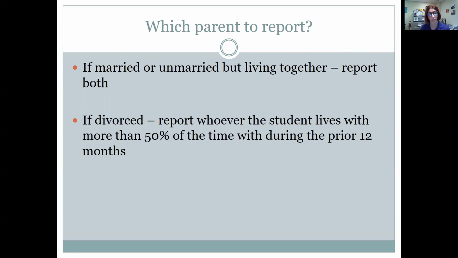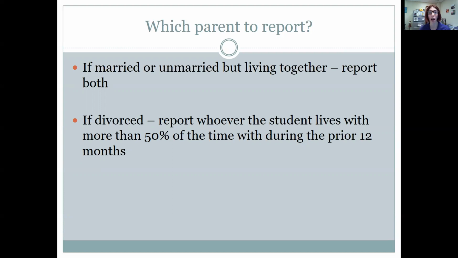If your parents are divorced, then you're going to report whoever you as a student live with more than 50% of the year during the prior 12 months. Now there's 365 days in the year, so it truly can't be 50-50, but I know some legal documents do say that the time is split equally. And if that's the case, it will then go to whichever parent provided the most financial support during those previous 12 months.